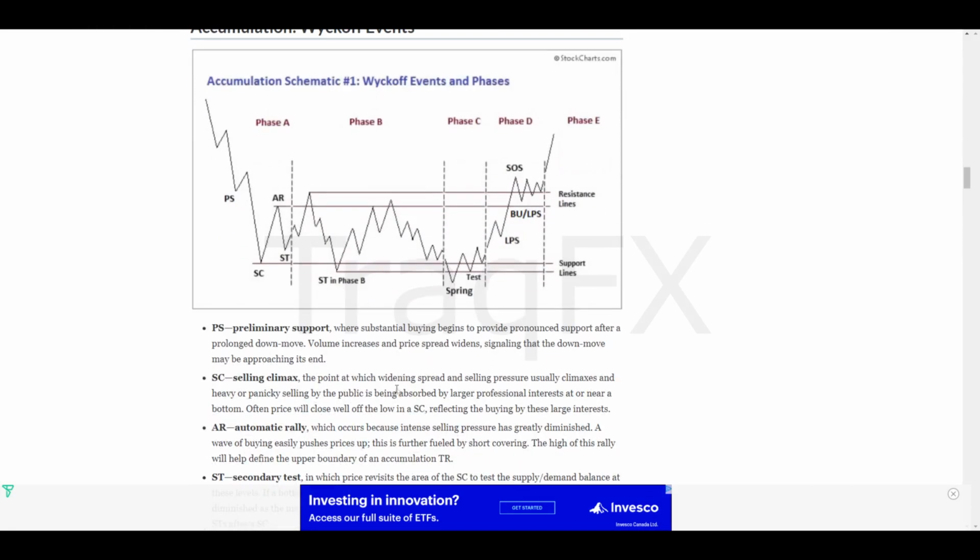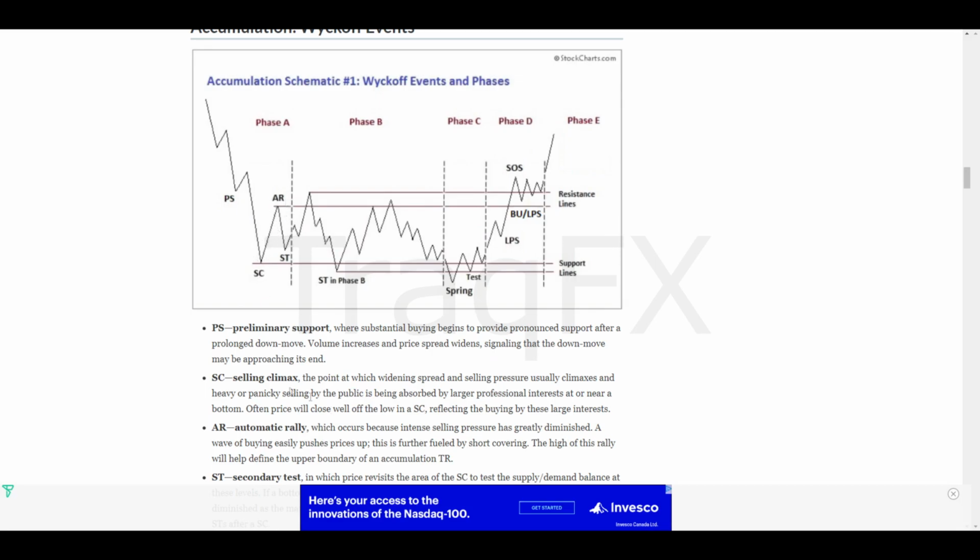Let's read this. The point at which widened spread and selling pressure usually climaxes, meaning finishes, and heavier panicky selling by the public is being absorbed by larger professional interests at or near a bottom. Often price will close well off the low in SC, reflecting the buying by these large interests. So if that's confusing, just imagine this as where sellers are out of the market and buyers come in. So right after the selling climax, what you're going to see is an automatic rally.